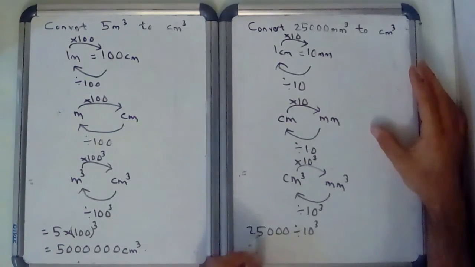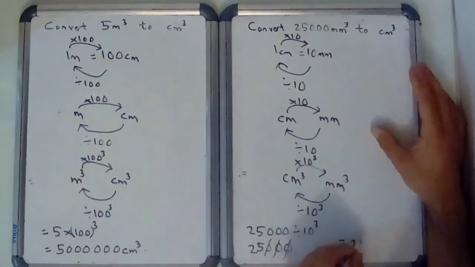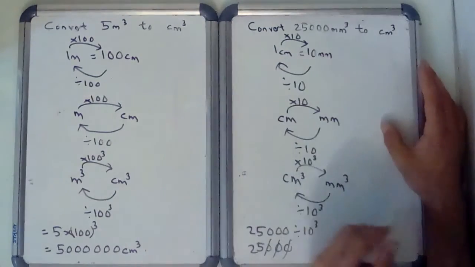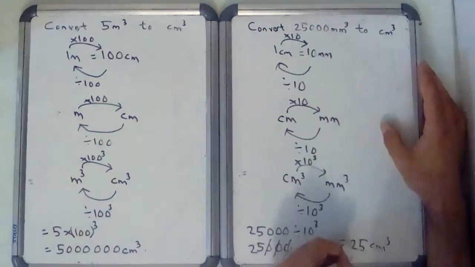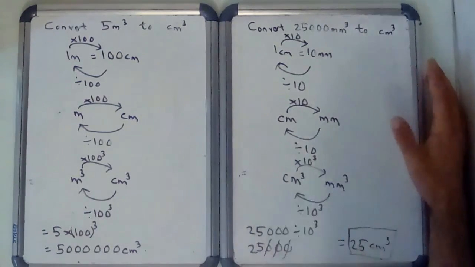So 25,000 divided by 10 once, well, look, I'm just going to write it down. 25,000 divided by 10, take a naught off. Divided by 10, take a naught off. Divided by 10, take a 0 off. And the answer is 25 cm cubed.